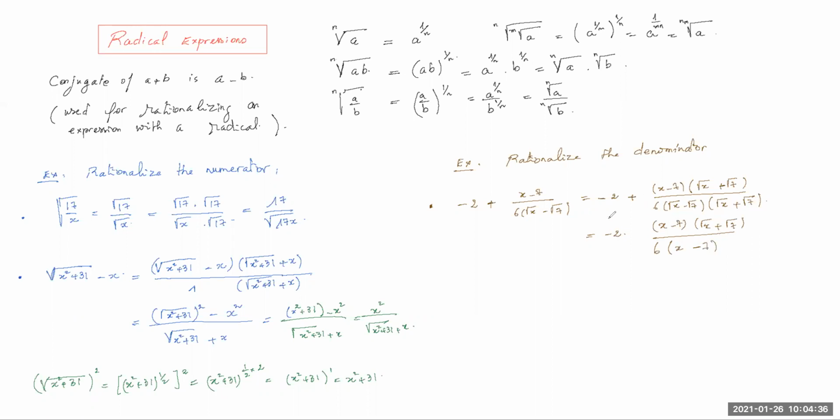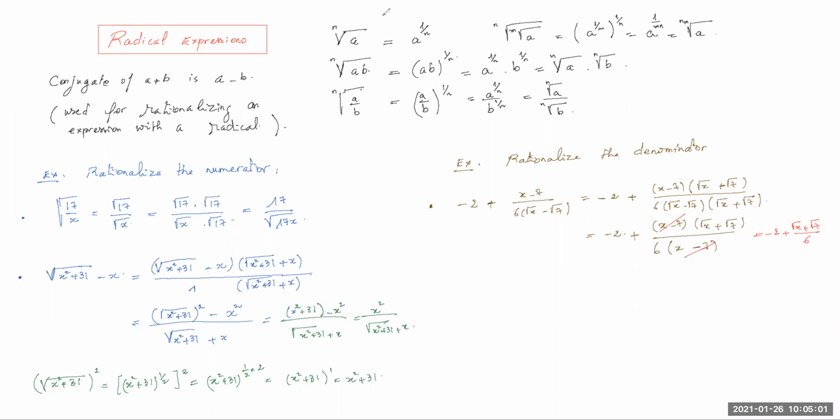And I can even simplify my expression. I can simplify it by x minus 7. And finally, my expression is reduced to minus 2 plus the square root of x plus the square root of 7, over 6. And we can keep the result like that.